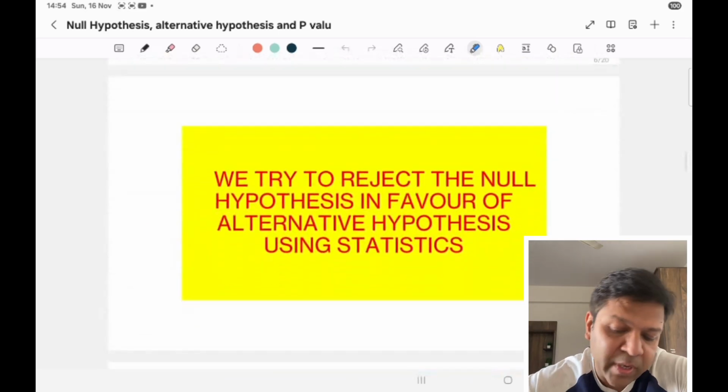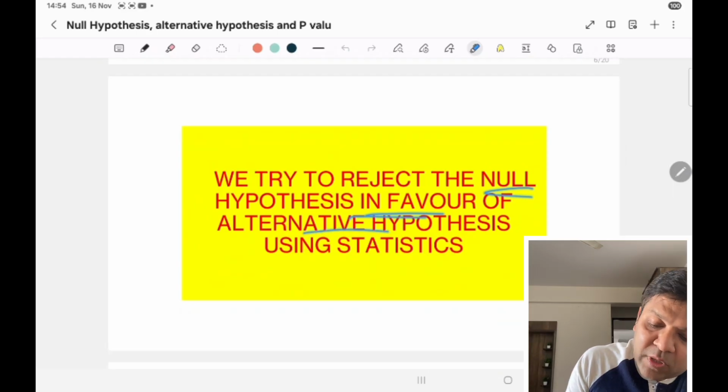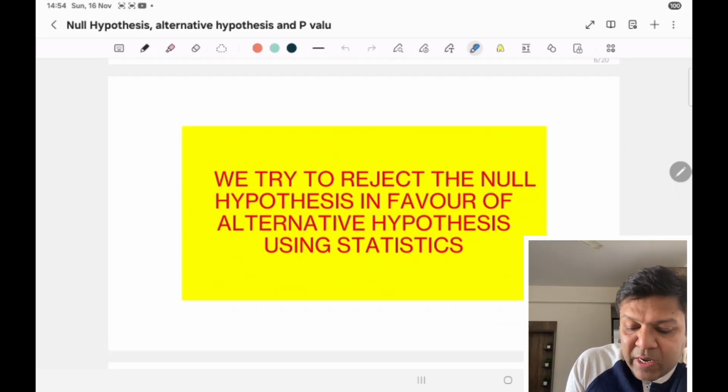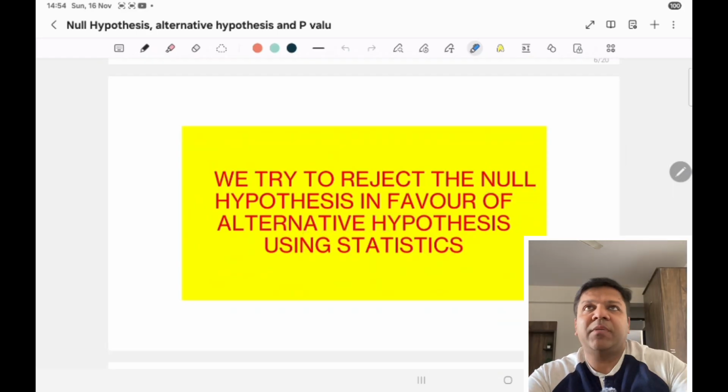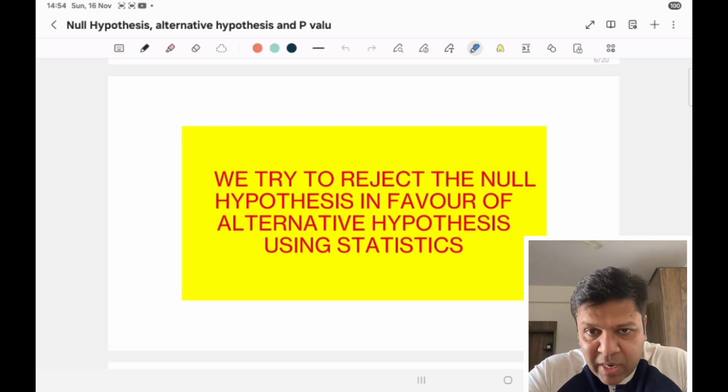We will discuss that. So we try to reject the null hypothesis in favor of the alternative hypothesis. What do we mean by that? As we have discussed, we gather the data from clinical studies and statistically analyze that data. When we statistically analyze the data, we may find that the data is statistically significant. That is good news for us. So this is called rejecting the null hypothesis.